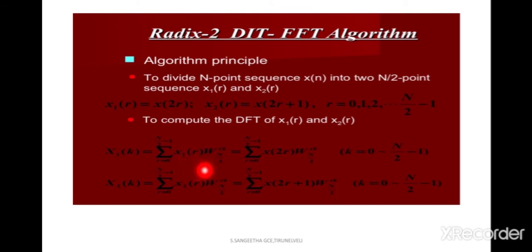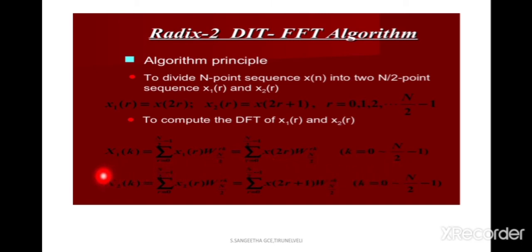Next, X1 of k is equal to the summation of r equal to 0 to N by 2 minus 1 of x1 of r W_{N/2}^{rk}, which will be further classified. Here x1 of r is equal to x of 2r, which is substituted here. So X1 of k equals the summation of x of 2r into W_{N/2}^{rk}, where the value of k ranges from 0 to N by 2 minus 1.